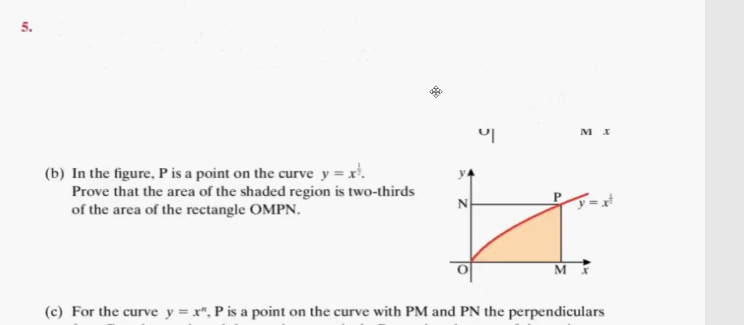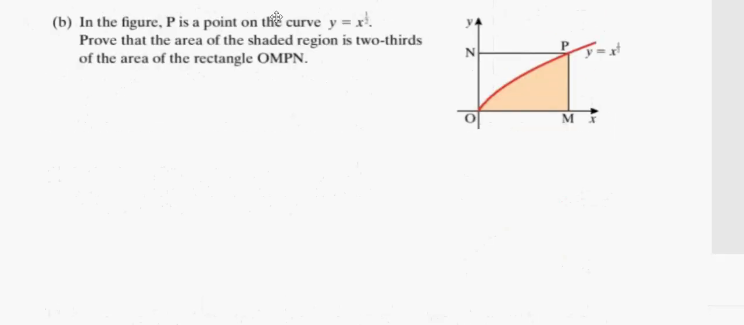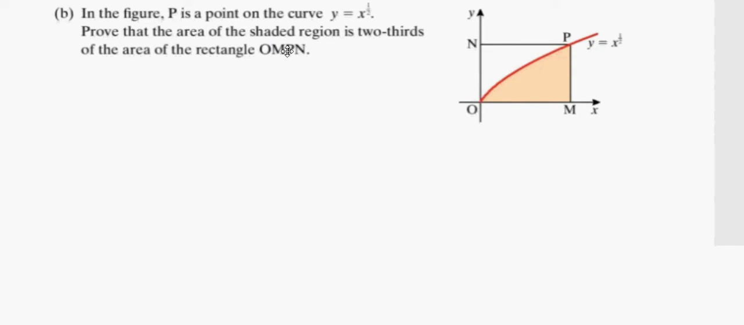Alright, this one. Alright, y equals x to the power of a half. Prove that the area of the shaded region is 2/3 the area of the rectangle. No bother. What point is this we're going for? x0 and this one here? 0, x to the power of a half.